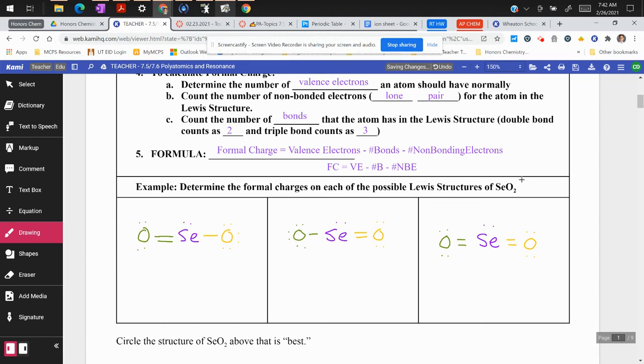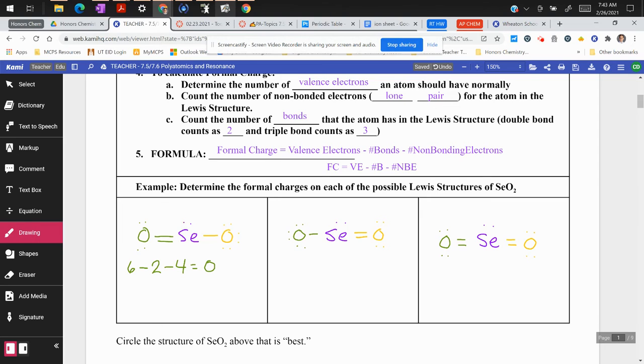So for the green oxygen, oxygen normally has 6 valence electrons. In this structure, it has a double bond, which I count as 2 bonds. And it has 2 lone pairs, which means 4 electrons. So I'm going to subtract 4 electrons here because there are 4 dots on that particular oxygen. 6 minus 2 is 4. 4 minus 4 is 0. There is a 0 formal charge on the oxygen.